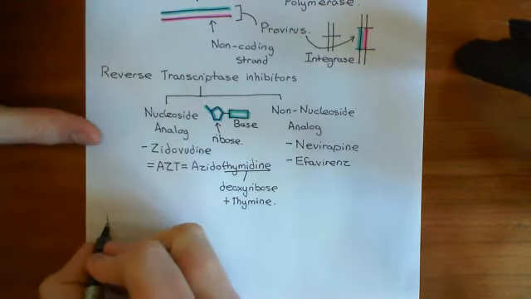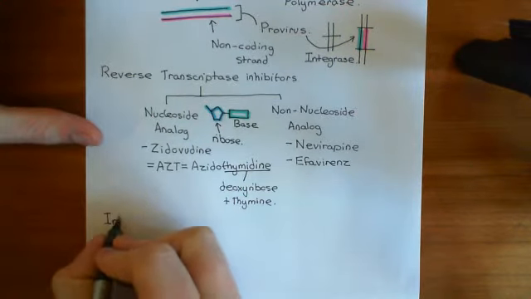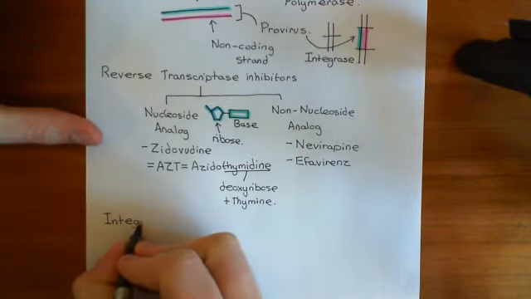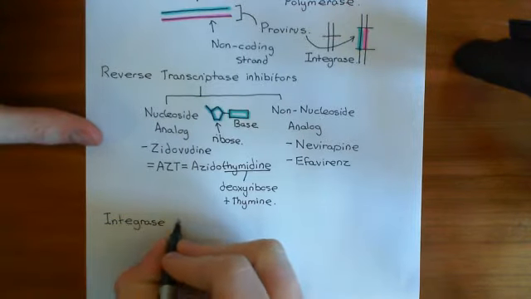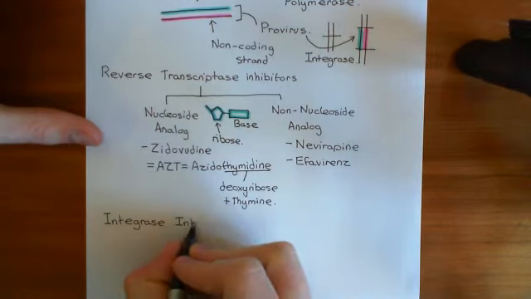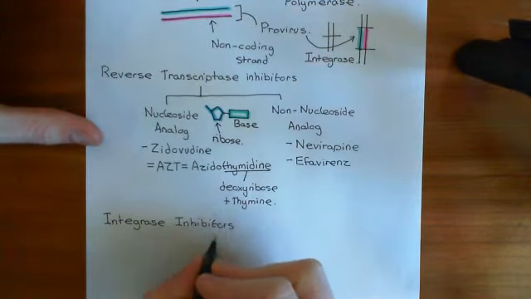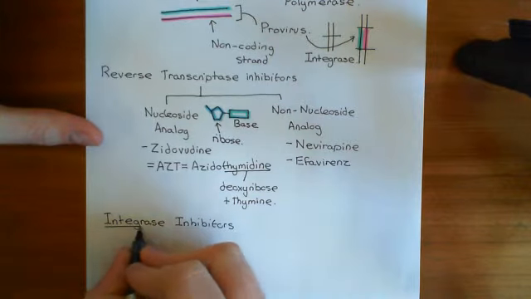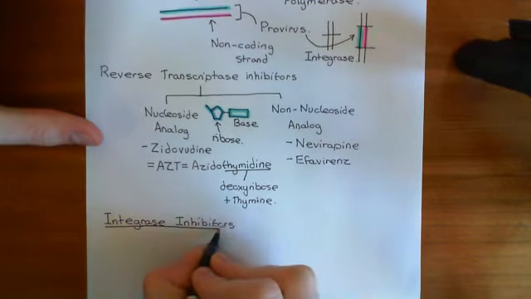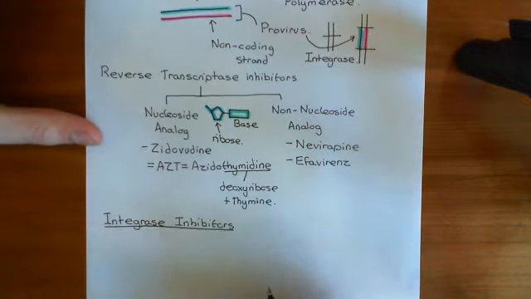Next up, we're going to talk about integrase inhibitors. Or rather, I'm going to talk about one integrase inhibitor. I'm only going to give you the name of one, the main one, but the principle is what's important. These are drugs which will bind to the enzyme integrase and stop it from being able to work.